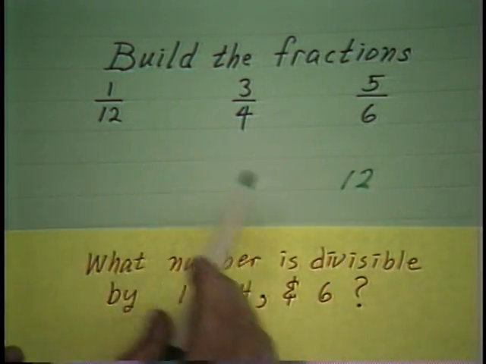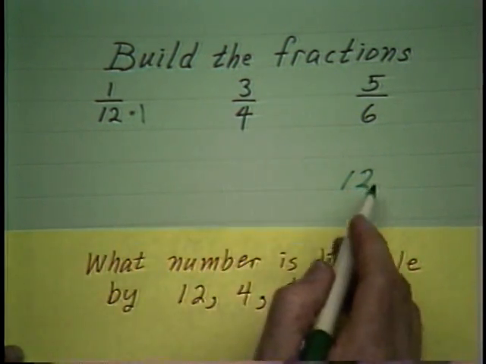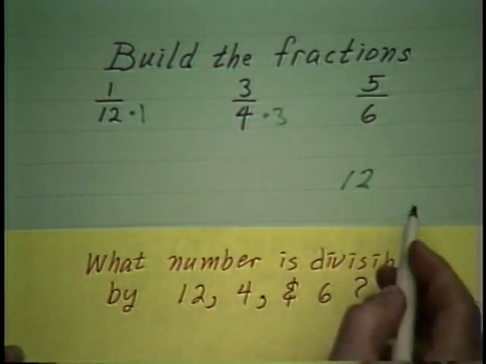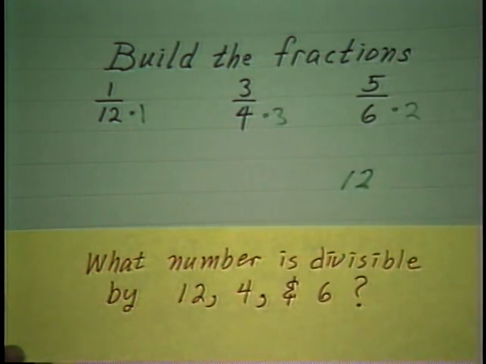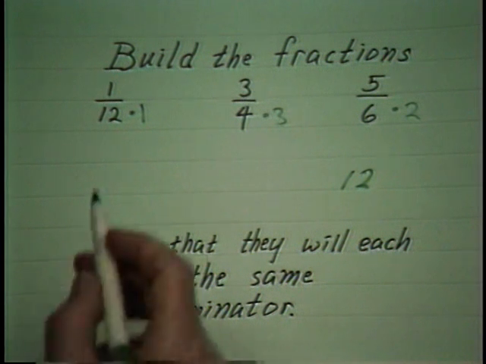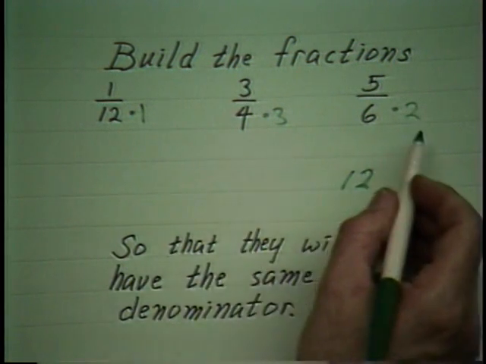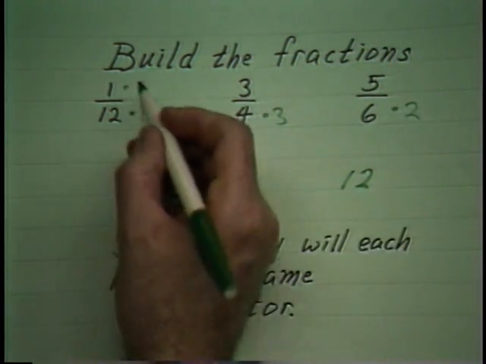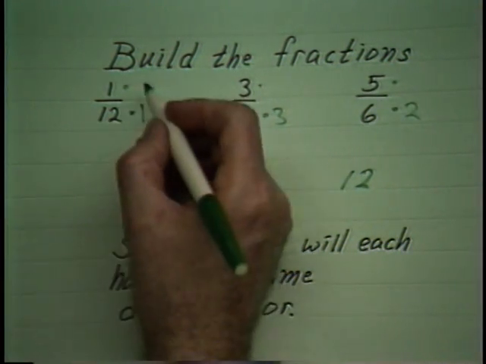In fact, 12 will divide into 12 once, 4 goes into 12 3 times, and 6 goes into 12 twice. But our fraction building law says if I multiply the bottom or the top by anything, I must multiply the other member of the fraction by the same amount.